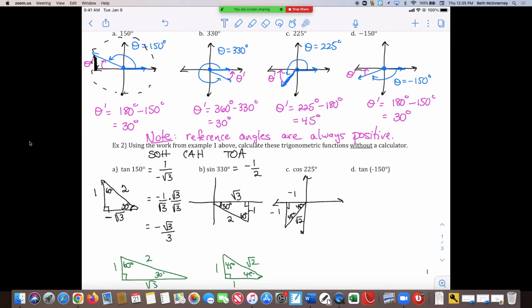Now I'm going to use CAH, adjacent, and where we're coming from is the reference angle. The reference angle is always from the x-axis to the angle, to that hypotenuse. So cosine is going to be negative 1 over square root 2. So I'm going to multiply by square root 2 over square root 2. That's negative square root 2 over 2.